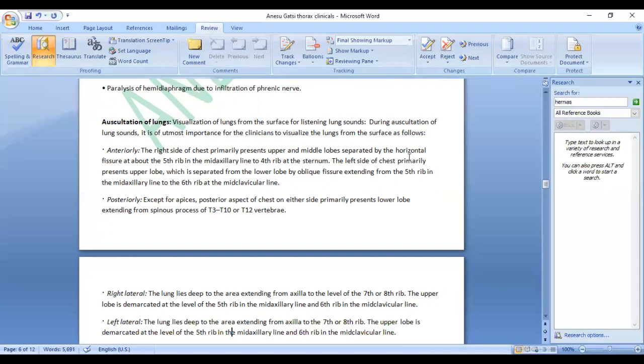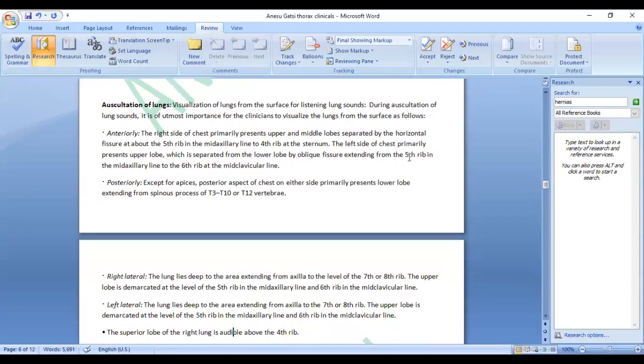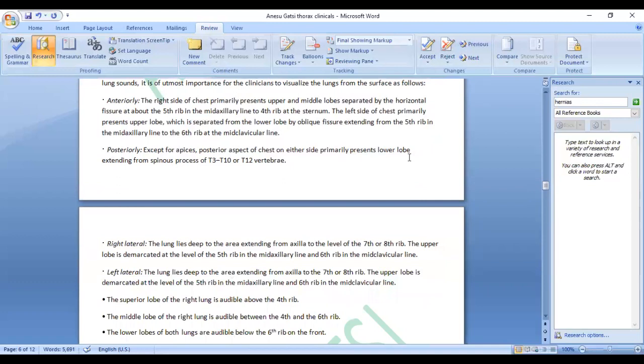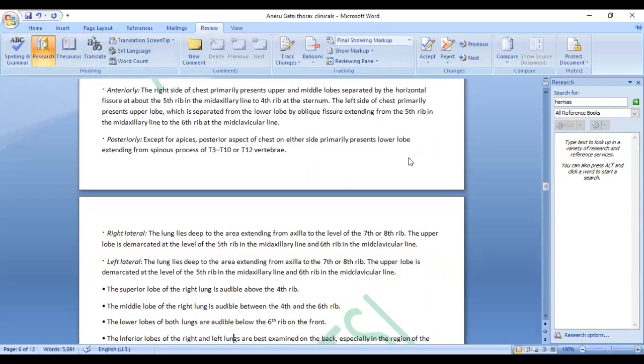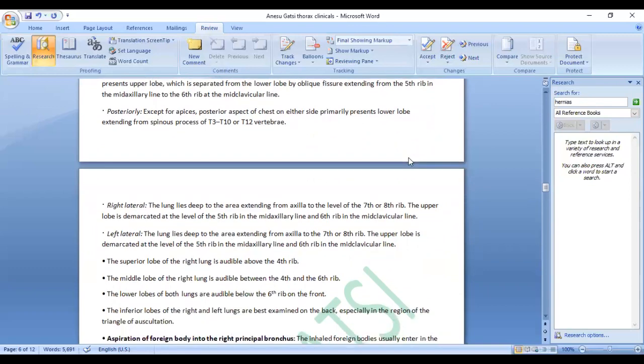This is the same for the left lateral and the right lateral. So the superior lobe of the right lung is audible above the 4th rib. Then the middle lobe of the right lung is audible between the 4th and the 6th rib. Then the lower lobe will be more audible below the 6th rib.